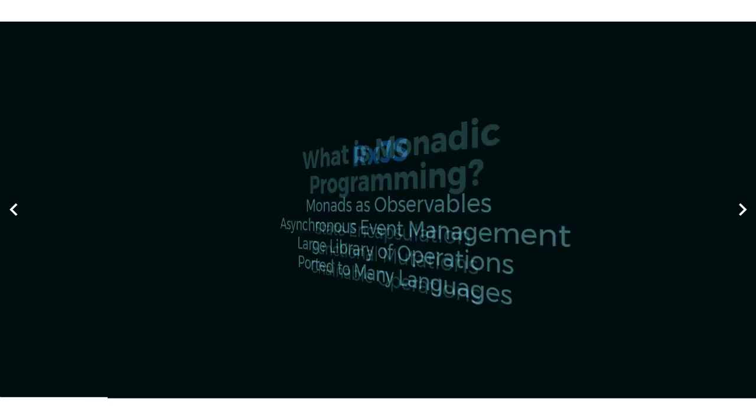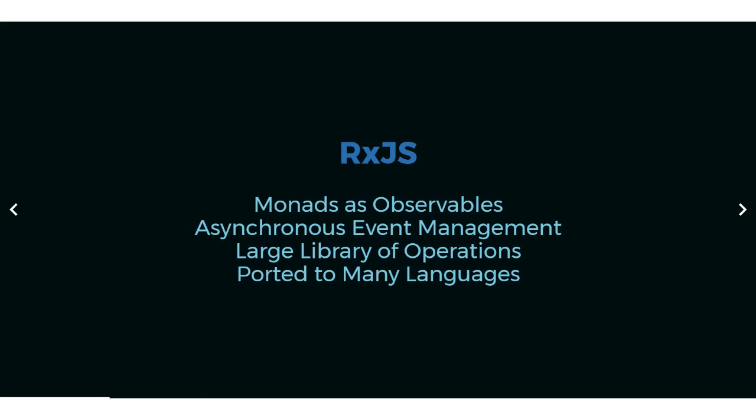In webrx-react, we use RxJS as our monadic system. So our monads are observables. Rx in general defines observables as a contained unit of operation that is capable of asynchronously producing results based on input sources. So we use that to interact with asynchronous event management, which can be DOM events or other programmatic events.